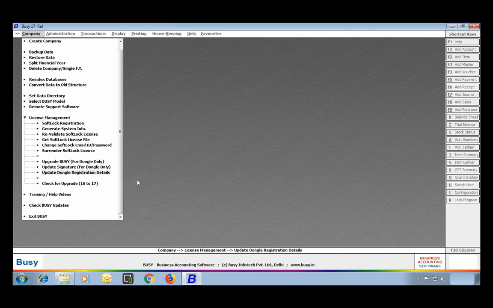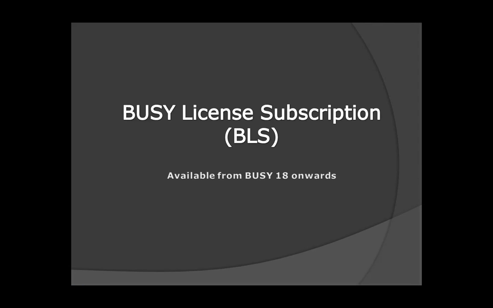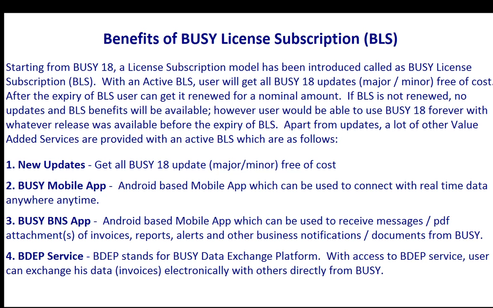One more point that needs to be discussed here is Busy License Subscription, BLS. From Busy 18 onwards, Busy has started its licensing policy under the name Busy License Subscription, that is BLS, which will be valid for 1 year. After 1 year, you need to renew the Busy License Subscription. Some of the benefits of the Busy License Subscription are that you will get all the major and minor updates free of cost for 1 year, that is till the time BLS is valid. You will get all the major and minor updates of Busy free of cost.